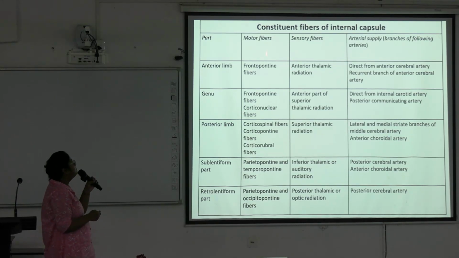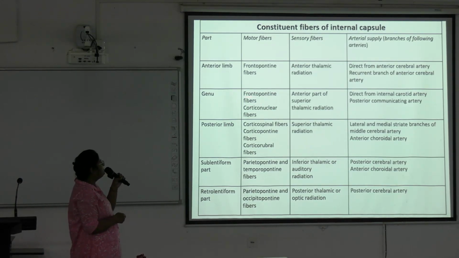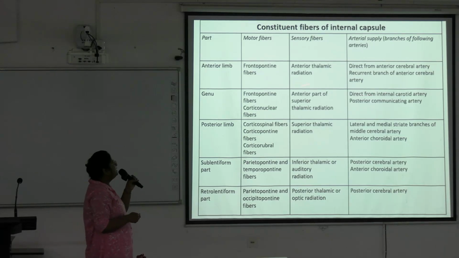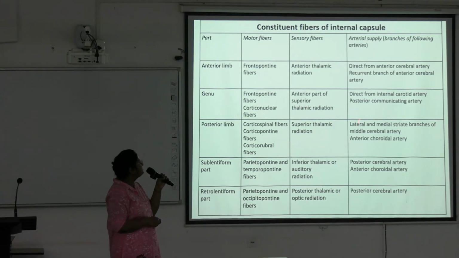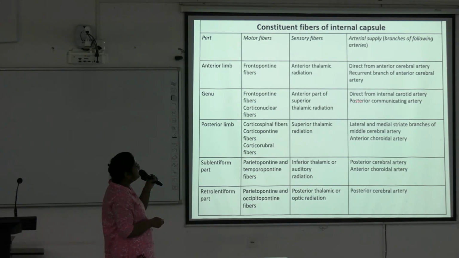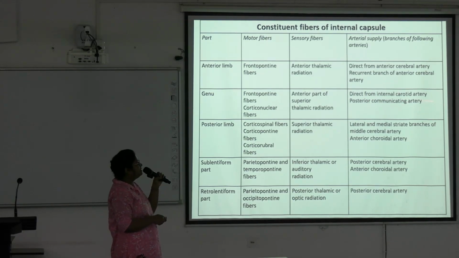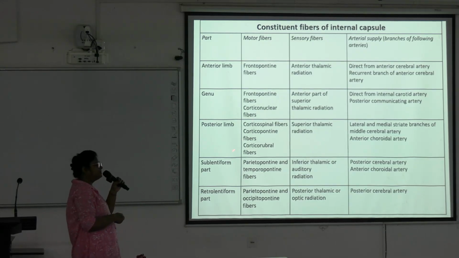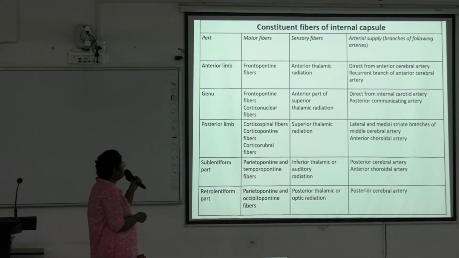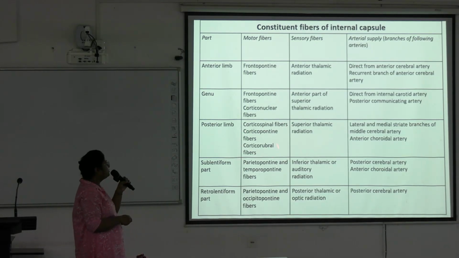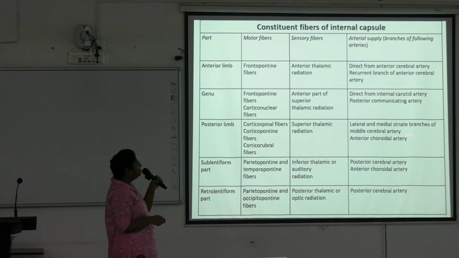And the genu has motor fibers, the frontopontine and corticonuclear fibers. Sensory fibers are the anterior part of superior thalamic radiation, and arterial supply is by direct branch from internal carotid artery and posterior communicating artery. Next we go to the posterior limb. Posterior limb has corticospinal fibers, corticopontine and corticorubral fibers. These are motor fibers. And sensory fibers are superior thalamic radiation. Next, the arterial supply: lateral and medial striate branches of middle cerebral artery and anterior choroidal artery.